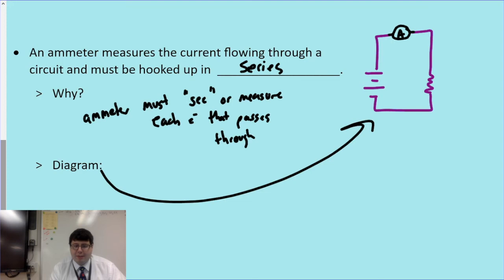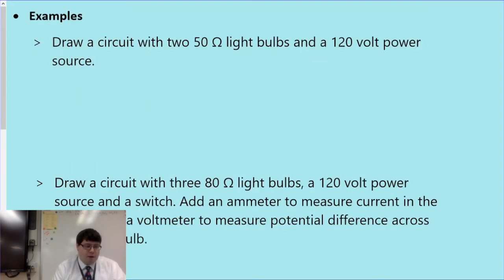Okay, let's take a look at some example circuits. So our first example says, draw a circuit with two 50-ohm light bulbs and a 120-volt power source. Well, when drawing circuits, one thing to note is now we have numerical values in here for our resistance and our voltage. You'll always want to make sure you include these numerical values in your circuit diagram in order to differentiate between different components of the circuit.